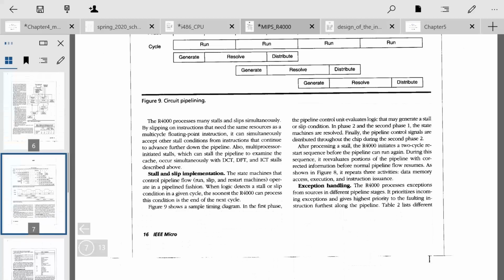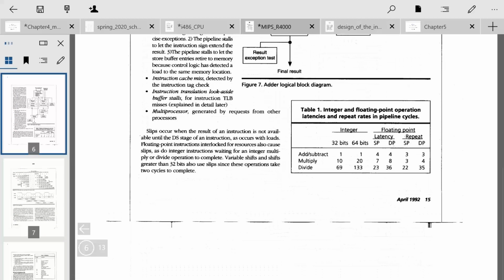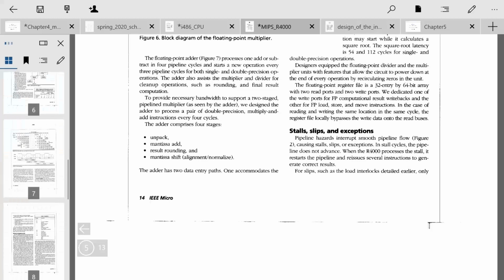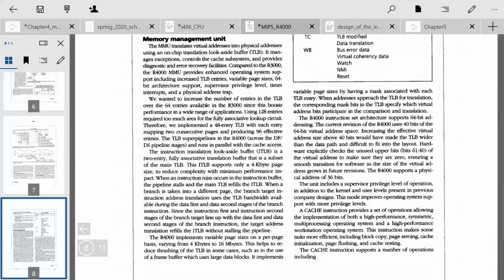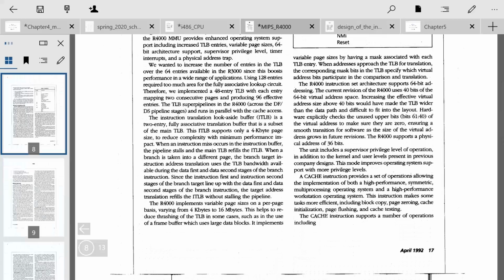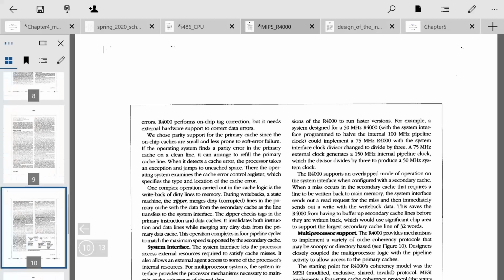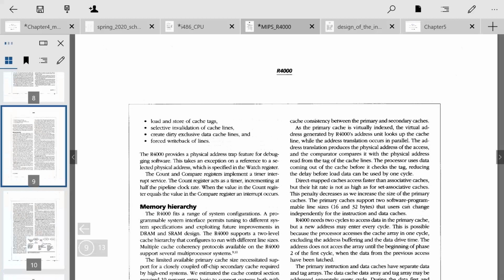And exception handling. See? So all the stuff that we're talking about: slips, stalls, and exceptions. Okay? And it goes into quite a bit of detail about each of these. And then most of this stuff that follows is all about the memory hierarchy. Okay, well, in fact, here, look, it even shows memory hierarchy.